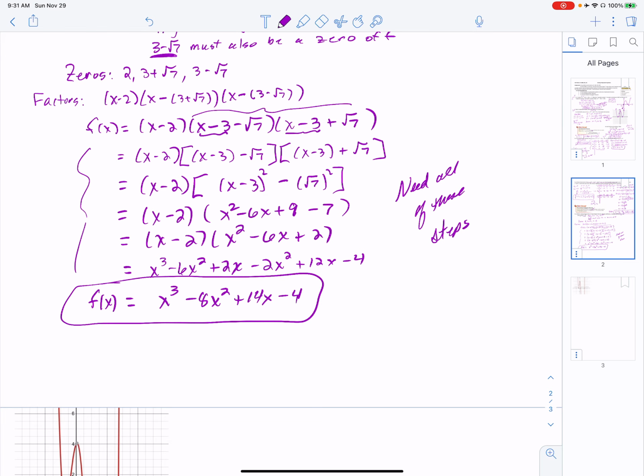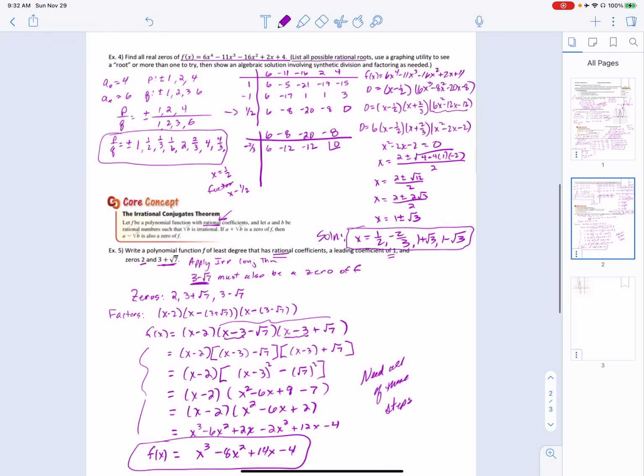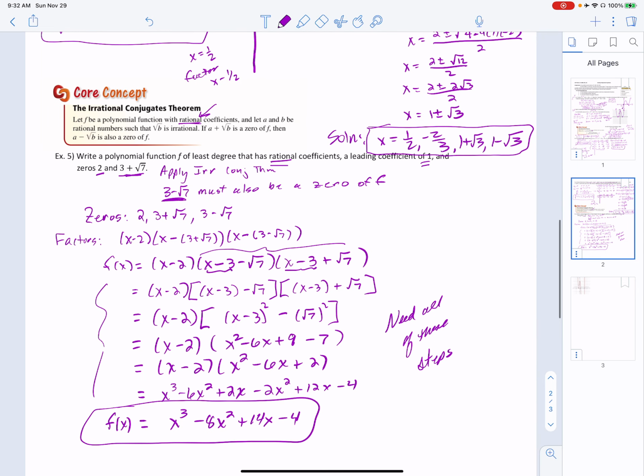So now go back and read. It said a polynomial function of least degree, just meaning I don't want to have it, if there's 3 zeros, it should be of degree 3, nothing higher. And the leading coefficient of 1, which it has, and those are the zeros. So that seems to be good.